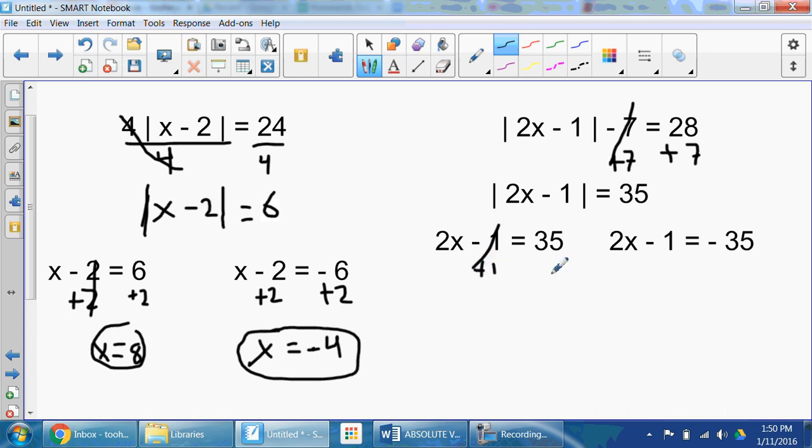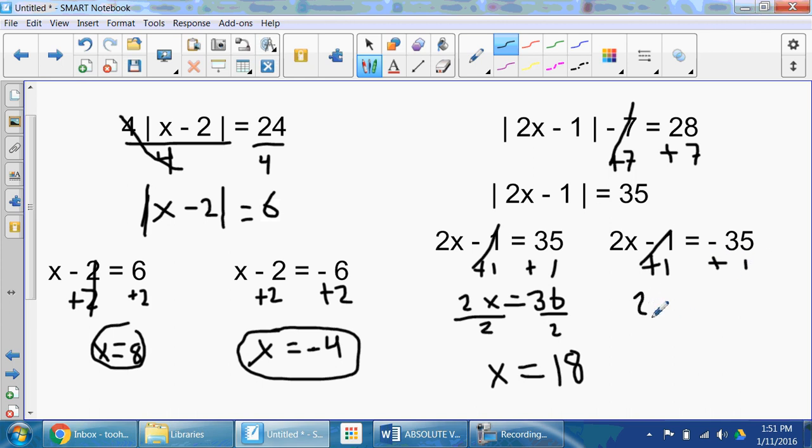From there, I go through and solve the two-step equation. Add 1, 2x equals 36. Divide by 2, and x is 18. Same method over here, add 1. Just two-step equation, so we're really good at it. 2x equals 34. Divide by 2, that's some good handwriting. Divide by 2, I get x equals negative 17.